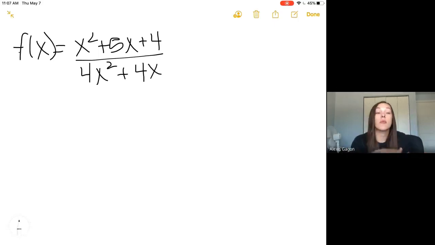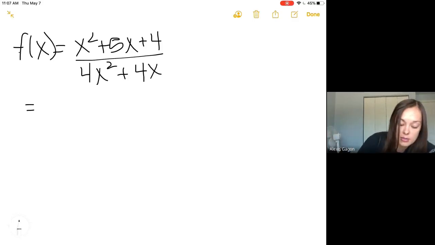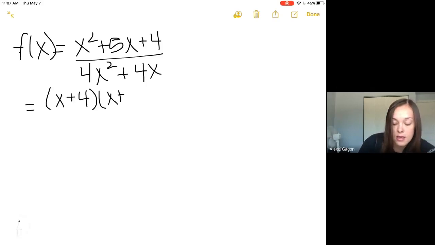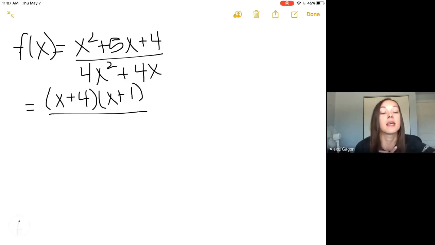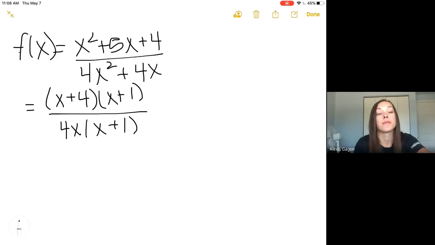Okay, the first step is always to factor everything. Always factor everything. So in the top there, you would see what multiplies to be 4, adds to be 5. Well, that's 4 and 1. So this is going to be x plus 4, x plus 1. In the bottom, we can take out a GCF. So I can take out a 4x, and that's going to be x plus 1. Okay, so now that is completely factored.